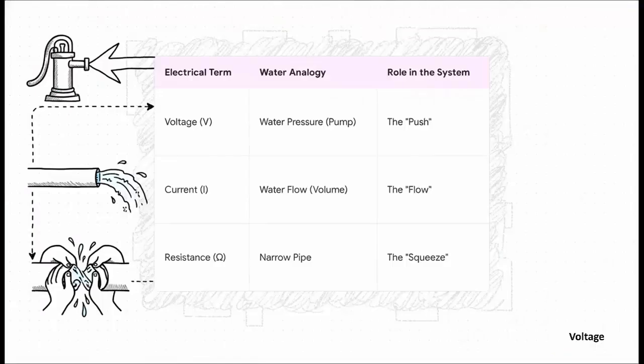So let's put it all together real quick. You've got voltage, which is the push from the pump. You've got current, which is the flow of the water. And you've got resistance, which is the squeeze from that narrow pipe. The push, the flow, and the squeeze. Just lock that picture in your head because it's going to make everything else so much easier to understand.